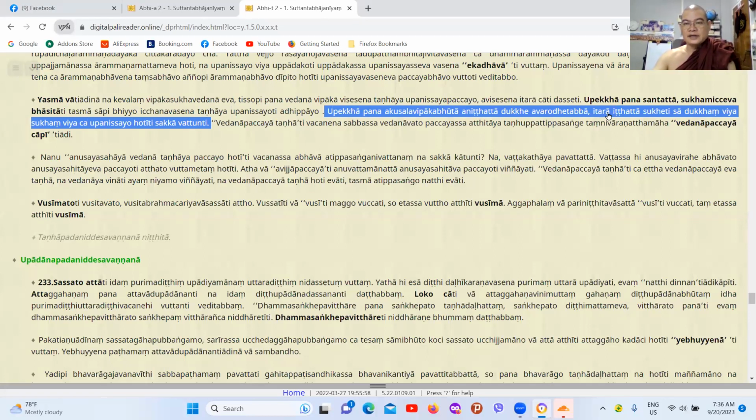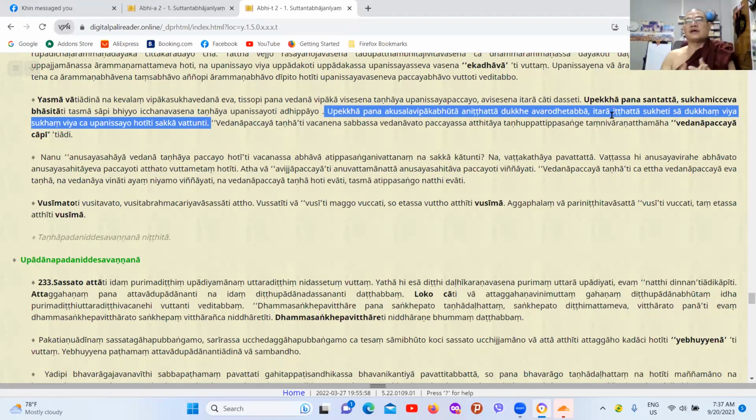Itara, the remaining upekha here, the upekha together with the kusala vipaka, or any upekha together with the kusala vipaka, itara, the upekha together with the kusala and kiriya. So those are desirable. If we are talking about vipaka, the upekha together with kusala vipaka, as it is desirable, should be included in the sukha.